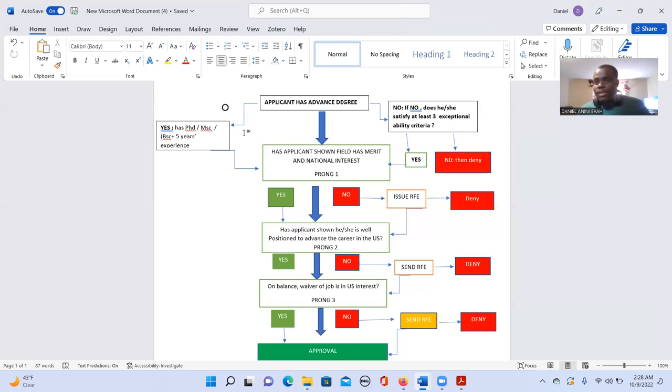Besides your advanced degree, the officer wants you to go a step further, documenting or satisfying a three-prong test. And what are these three-prong tests? The first prong is that the applicant shows that the field has merits. Does your field have merits? Does your field have national interest? I talked in detail about that in my previous videos.